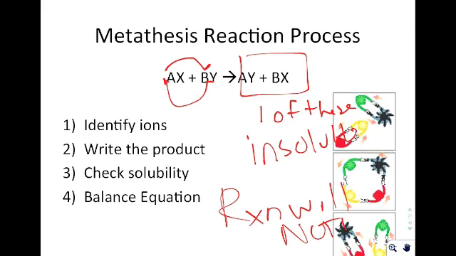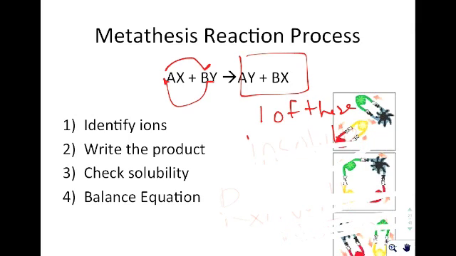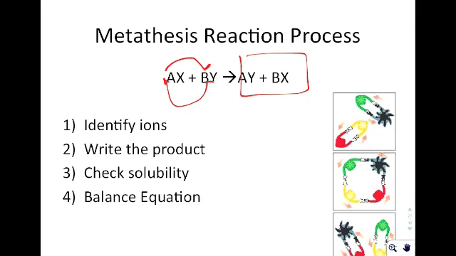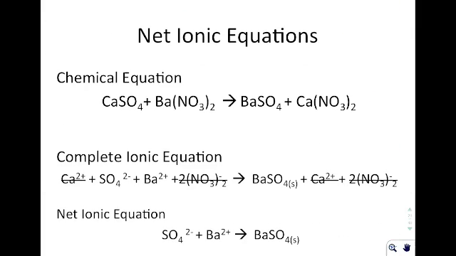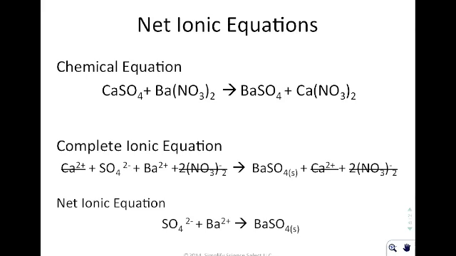Not work. Okay? If one of the products is insoluble, it will work. If both of the products are soluble, it will work. But you have to have at least one product be insoluble. We can create what's called a net ionic equation, and this might help you actually understand the reason why one of the products has to be insoluble.